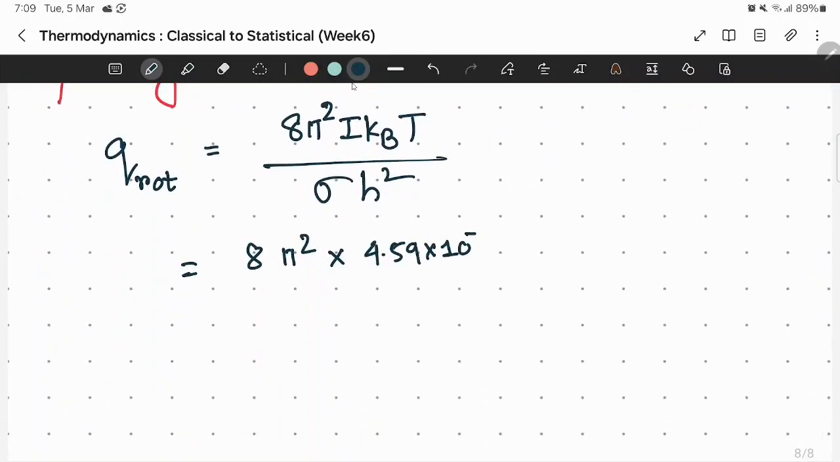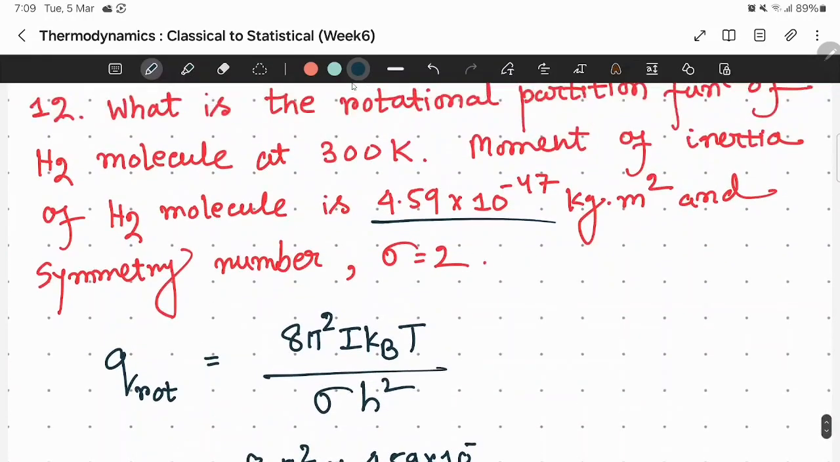Excuse me, sir. Yes, sir. Actually, what does partition mean? Its significance. What is the significance of the partition function? What does it mean?